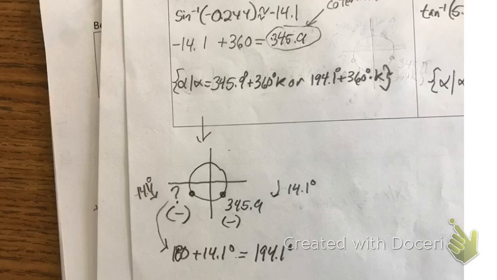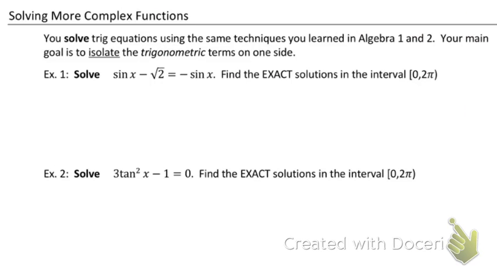All right. Today we're just going to expand upon what we did yesterday. This time we're going to solve more complex functions. So no longer will it just be sine of x equals a number. We're actually going to have an equation set up for us where it looks like sine of x minus square root of 2 equals negative sine x.